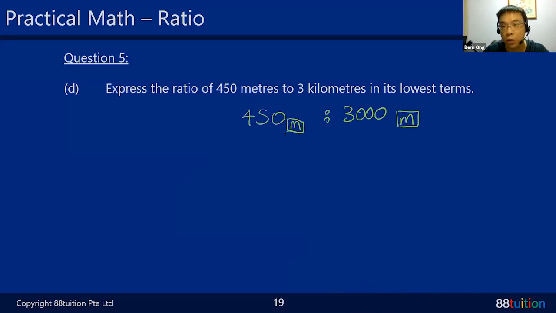So how? Reduce to the lowest terms. Can press calculator? Can. The ratio can be written as a fraction. So I press 450 over 3000. It gives 3 over 20. And this is the answer, without the units. Yes, Doreen. Answer is 3 is to 20. Okay, so question 5 done.